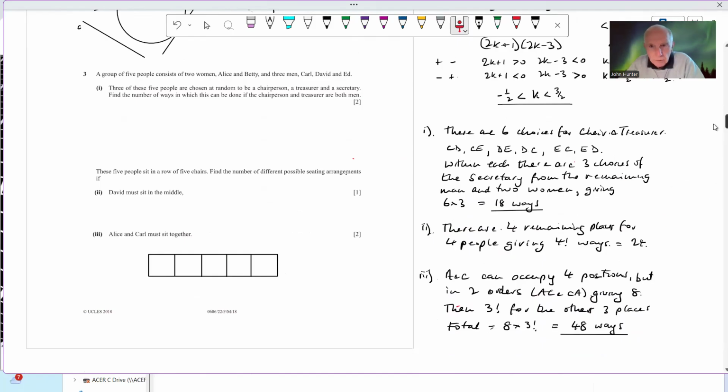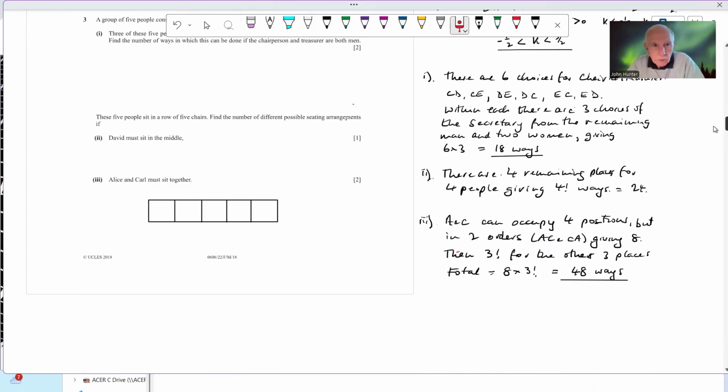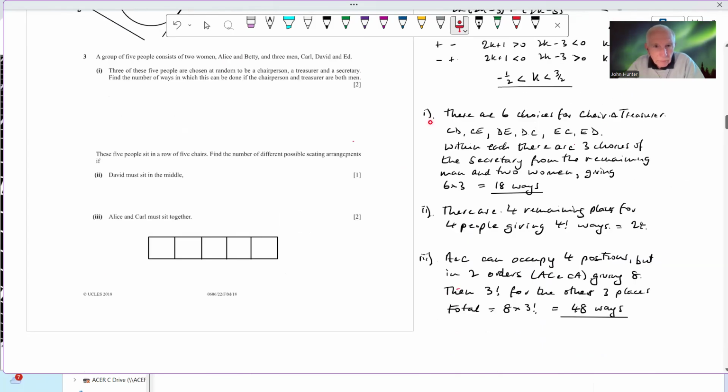Let's go on to number 3. Oh, we've got a bit of an overlap going on here. Anyway, a group of 5 people consists of 2 women, Alice and Betty, and 3 men, Carl, David, and Ed: A, B, and C, D, E. 3 of these 5 people are chosen at random to be a chairperson, a treasurer, and a secretary. Find the number of ways in which this can be done if the chairperson and treasurer are both men.